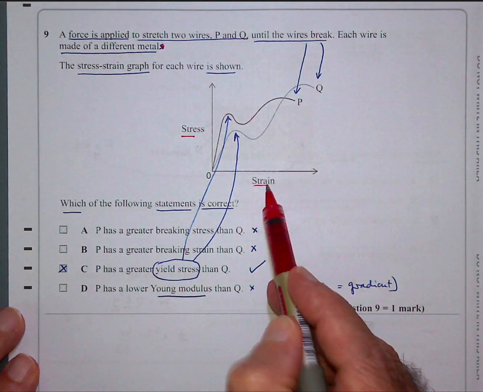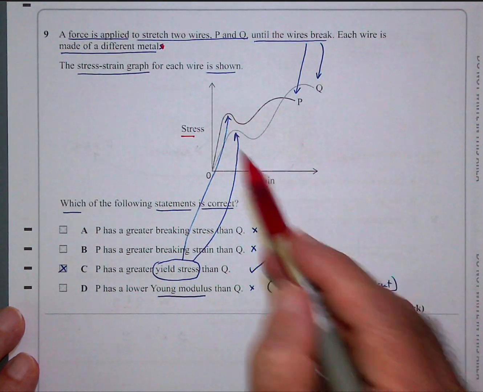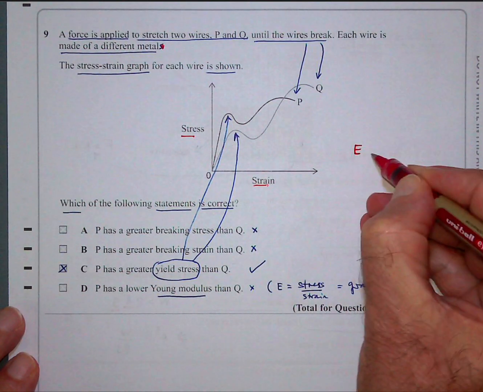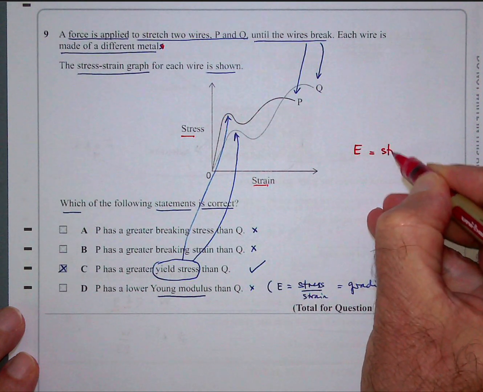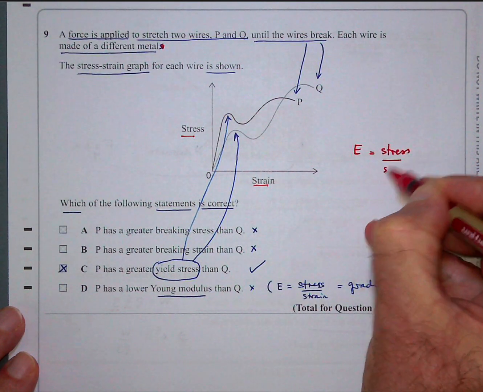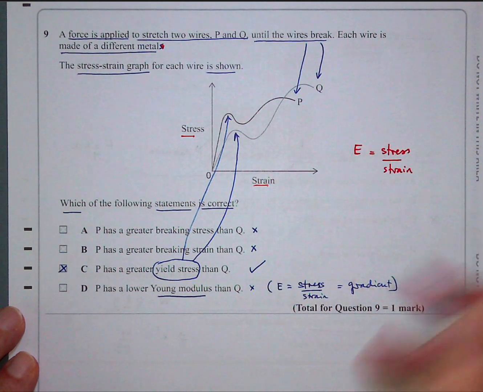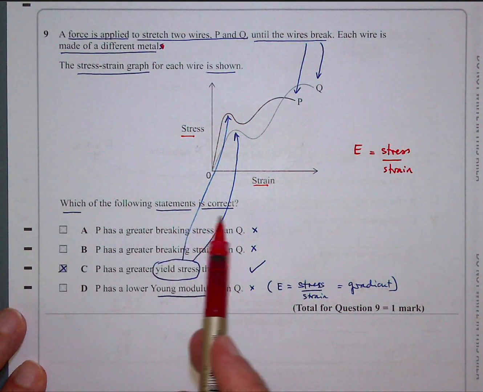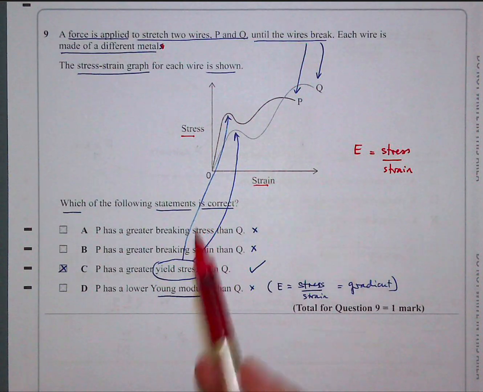So stress-strain, the gradient of stress-strain in the linear part is Young's modulus. Remember, Young's modulus is symbol E is equal to stress over strain. So that's something that you need to make sure you know. The equations are given to you. Which statement is correct? Okay, so one of them is correct.